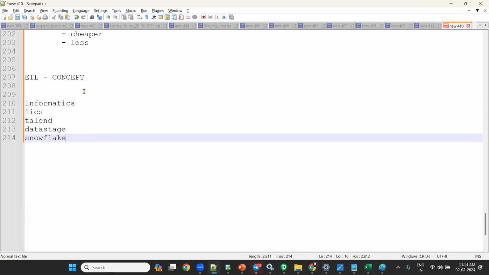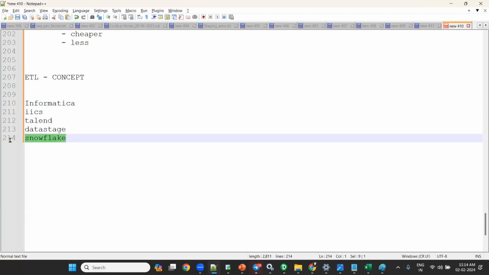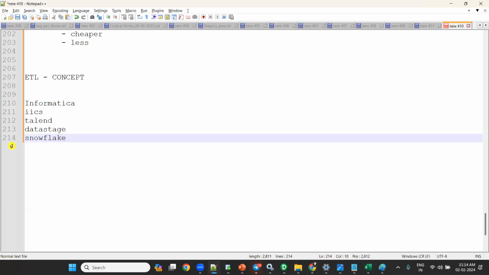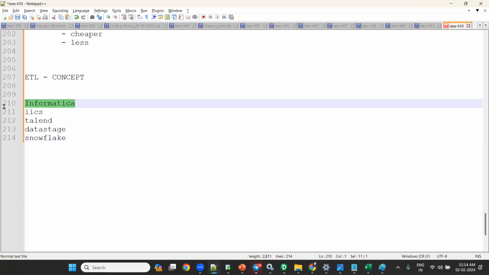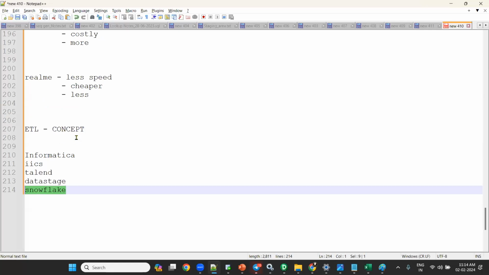Understood? Which one should I use? That is my client's or my software company's wish. If my software company thinks Informatica is good, they will go for Informatica. If they ask me whether Informatica or Snowflake is good, Informatica has more advantages, and Snowflake also has advantages. Informatica has a few advantages and a few disadvantages, and here also there are disadvantages. It will depend on client to client.